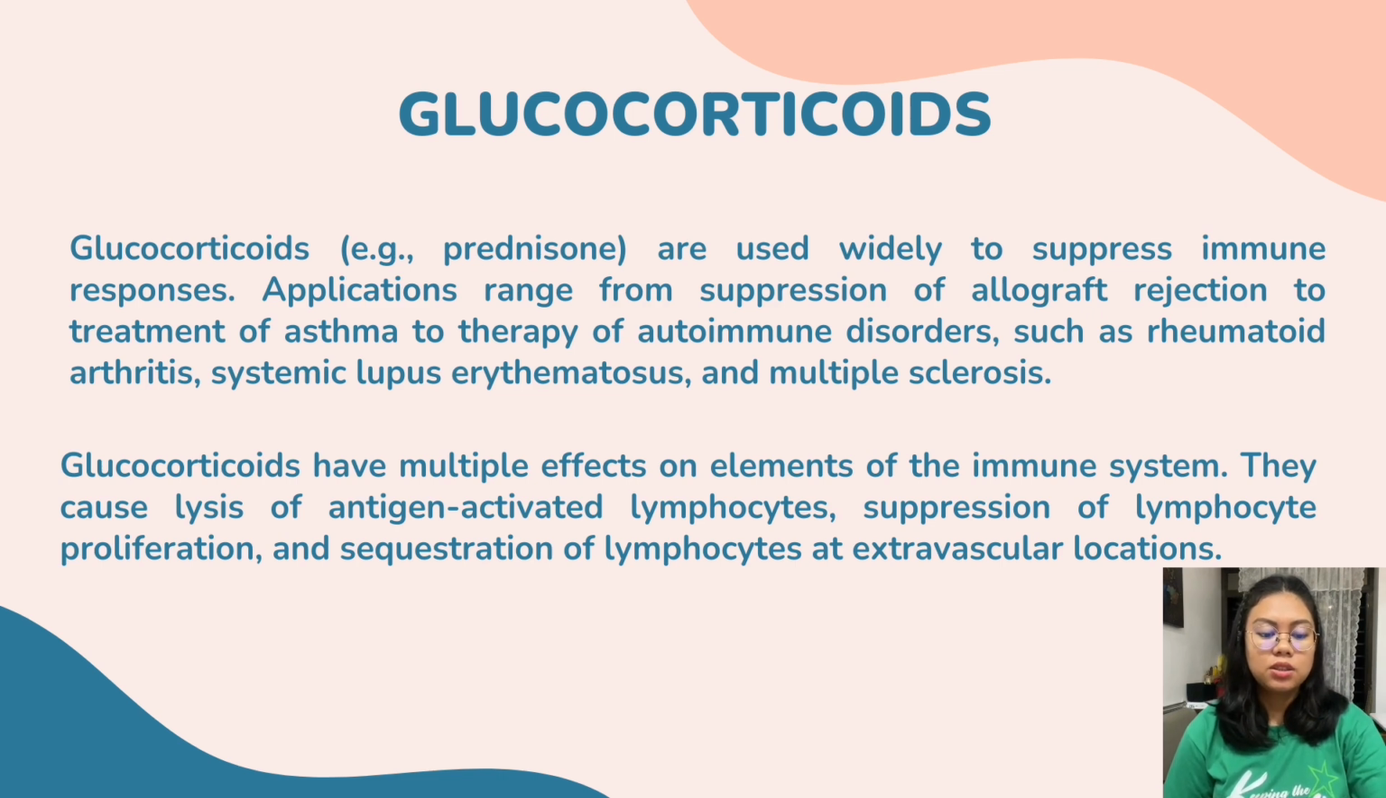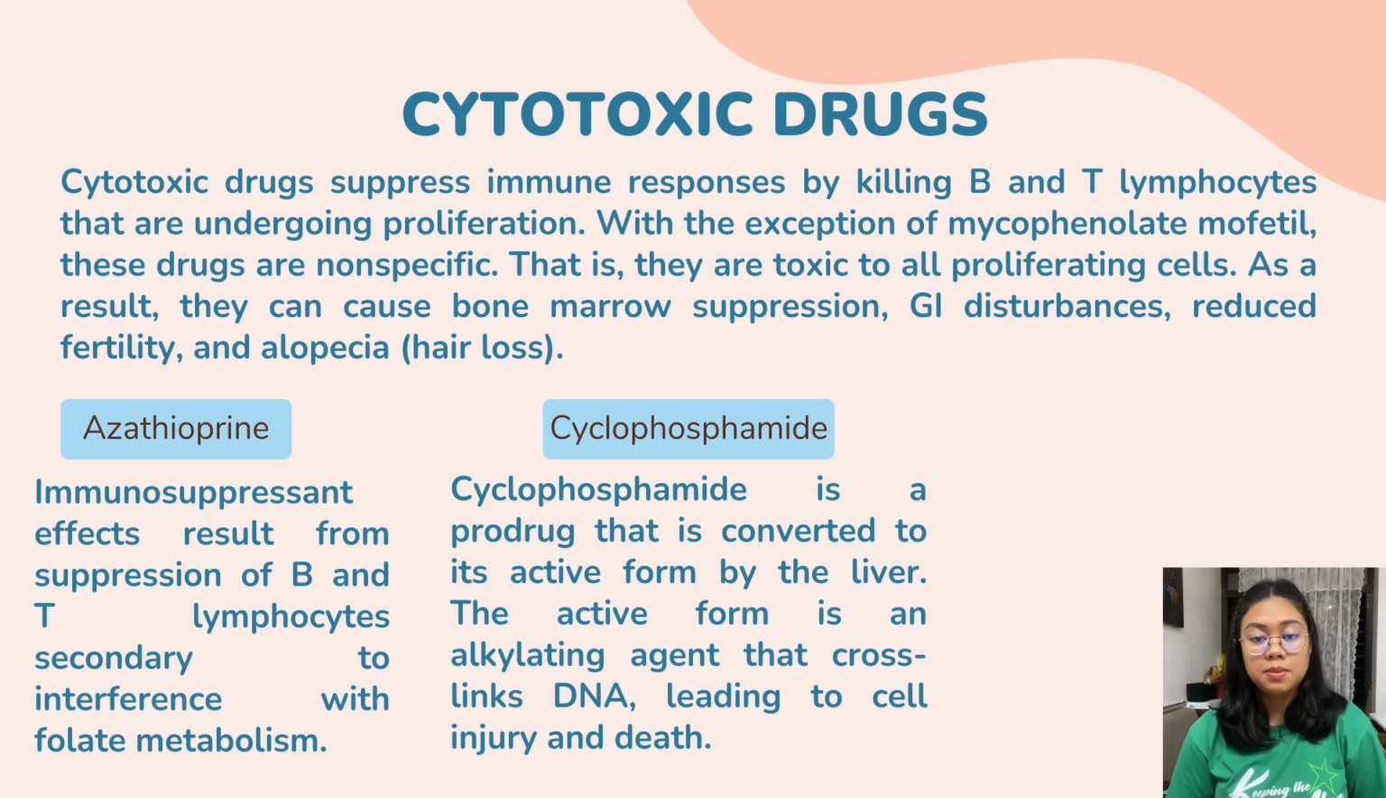For the cytotoxic drugs, the aim is to suppress immune responses by killing B and T lymphocytes that are undergoing proliferation. First, we have azathioprine. Its immunosuppressant effect results from suppression of B and T lymphocytes secondary to interference with folate metabolism. Second is cyclophosphamide. It is a prodrug that is converted to its active form by the liver. The active form is an alkylating agent that cross-links DNA, leading to cell injury and death.